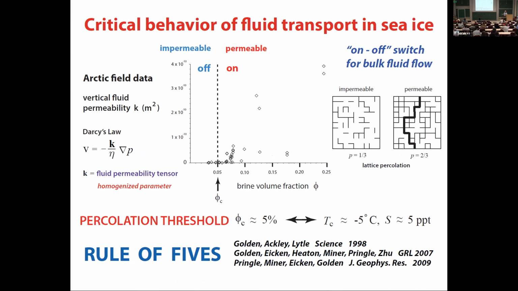And with increasing temperature or brine volume fraction, that 5% percolation threshold for columnar sea ice happens, by the Frankenstein-Garner relation, to correspond to a critical temperature of -5 Celsius for a typical bulk salinity of 5 parts per thousand. And this is an example of a percolation threshold.